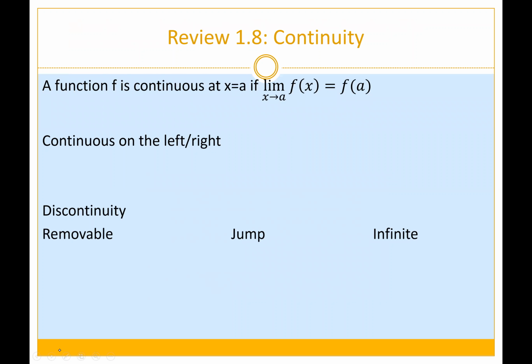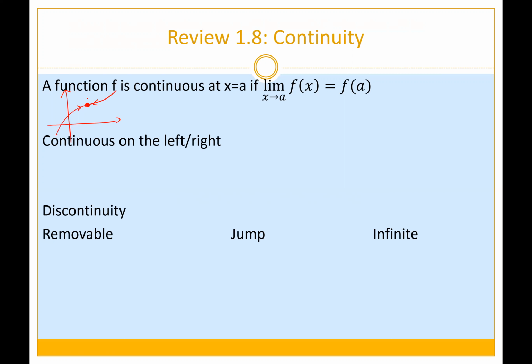1.8 is continuity. A function f is continuous at a point x equal a if the limit of x approaching a of f(x) is equal to f(a), which gives you a general impression of a continuous graph: a smooth curve, with a point where the limit of x approaching a from both sides is exactly the value of the function at that point. It's a smooth curve because there's no limit at a point that is not equal to the value itself.